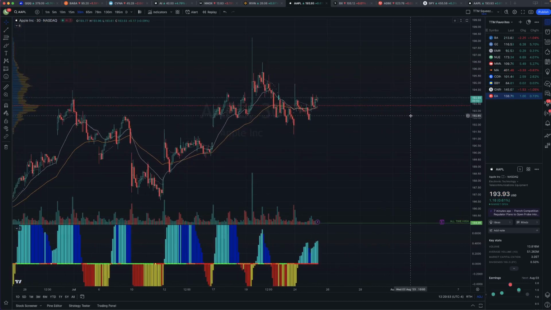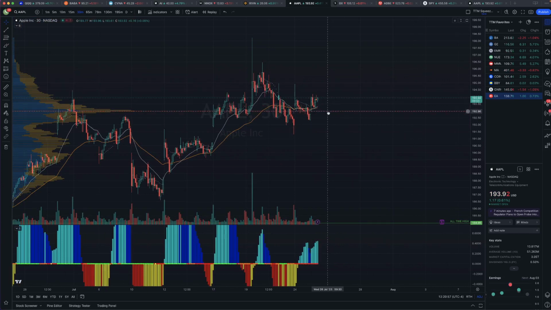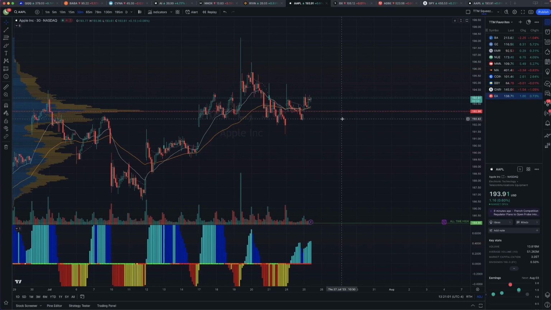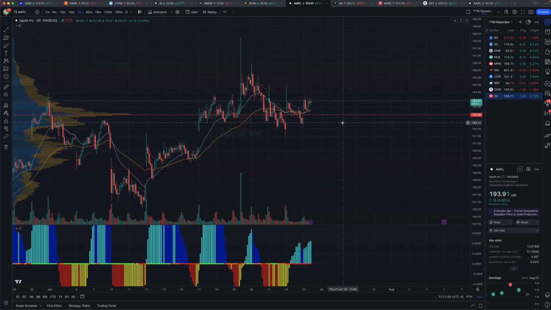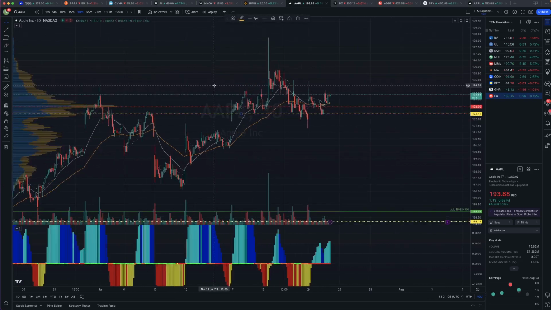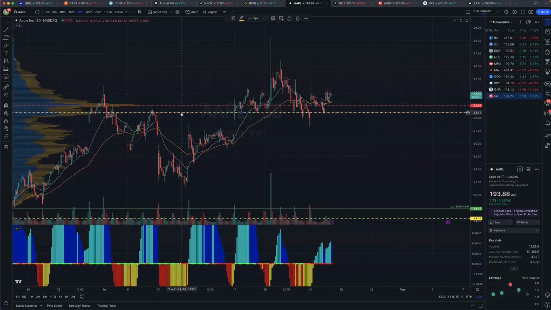Apple looks great. Apple looks very similar to Adobe. It's going to be the same as NVIDIA, I'm guessing, or pretty close to it. AMD. So these are the levels I would start to mark up. As you can see, I start to do this kind of fast.